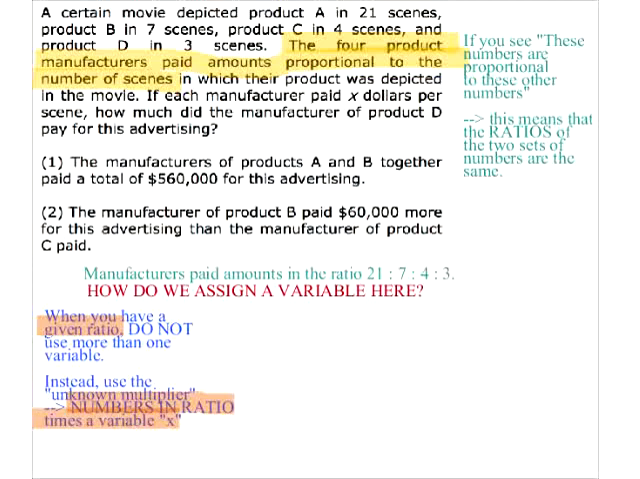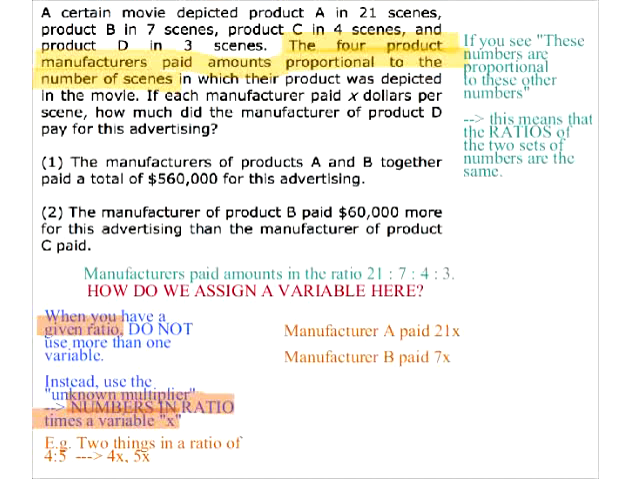So for instance, if you had 2 things in a ratio of 4 to 5, then you would just call them 4x and 5x. If you had 3 things in a ratio of 1 to 2 to 3, you would call them 1x, 2x, and 3x. So, therefore, what you should do in this case is manufacturer A paid 21x, manufacturer B paid 7x, manufacturer C paid 4x, and manufacturer D paid 3x.